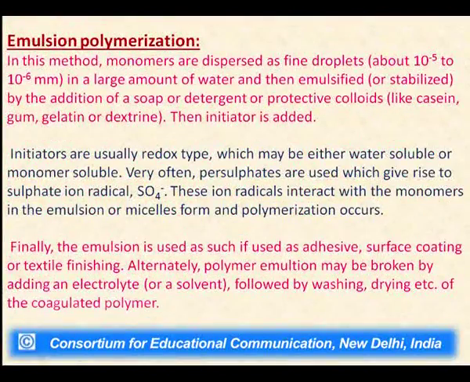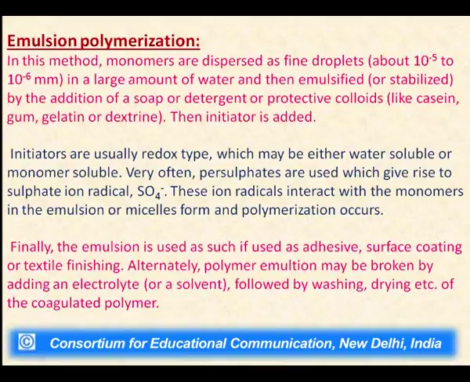Then the third method of polymerization is the emulsion polymerization. In this method, monomers are dispersed as fine droplets. The size of the droplets is about 10 raised to power minus 5 to 10 raised to power minus 6 millimeter in a large amount of water, and then emulsified or stabilized by the addition of a soap or detergent or any other protective colloids, which can be casein, gum, gelatin or dextrin.